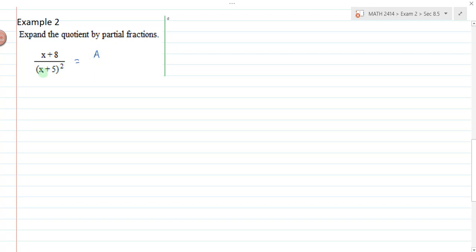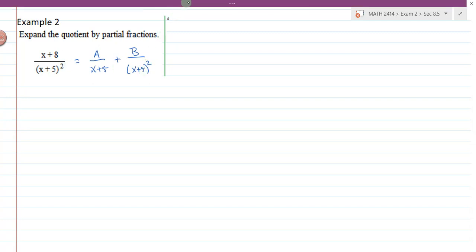So since it's a linear factor, the degree of the numerator is going to be 1 less, so I'm going to just have a constant on top over x plus 5. And because that x plus 5 is squared, I need one more of these, and I'm going to write that as x plus 5 quantity squared. Once I have this expanded, what's my next step going to be?